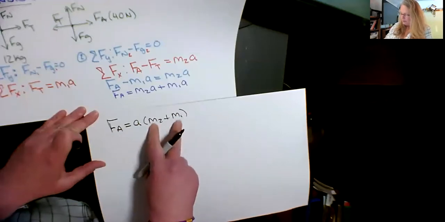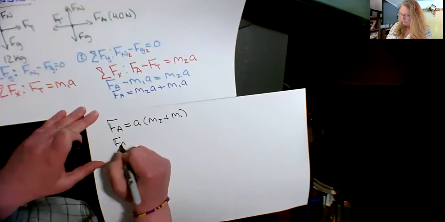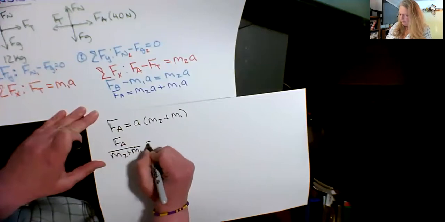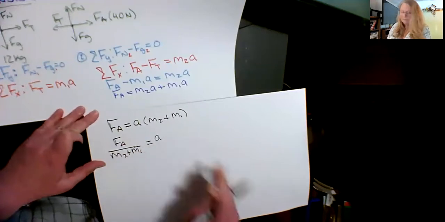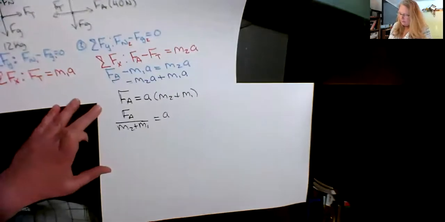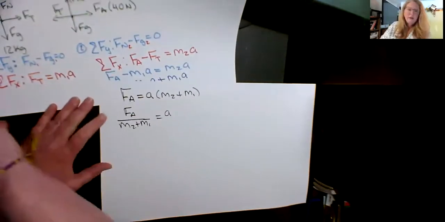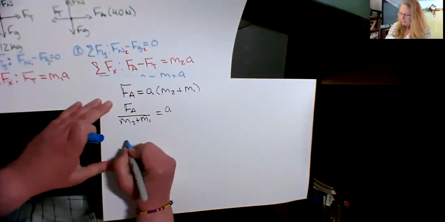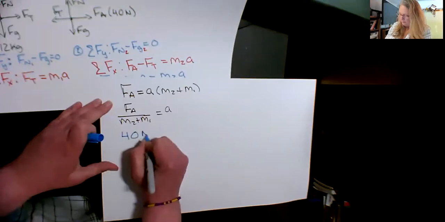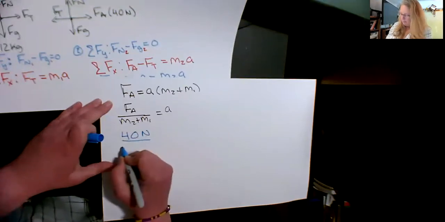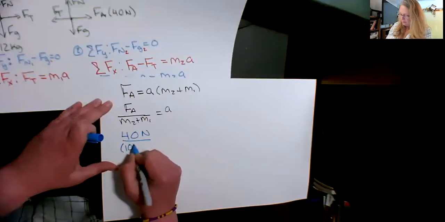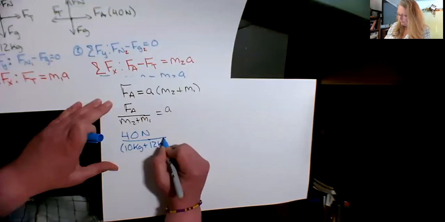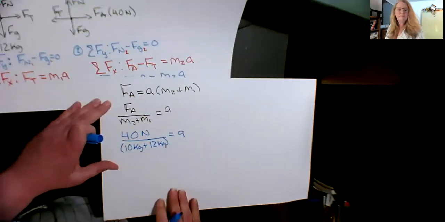This is a number, these are known values, so I can rewrite this as the force applied divided by mass 2 plus mass 1 equals A. So now I can put in my values. Our force applied is this 40 newtons divided by the sum of my masses. Mass 2 is the one I said was 10 kilograms, plus 12 kilograms. And that equals acceleration. Cool.